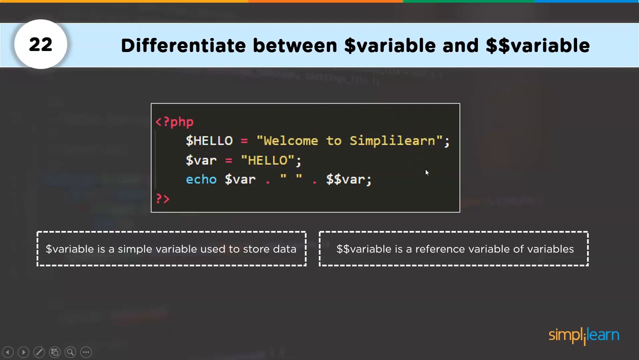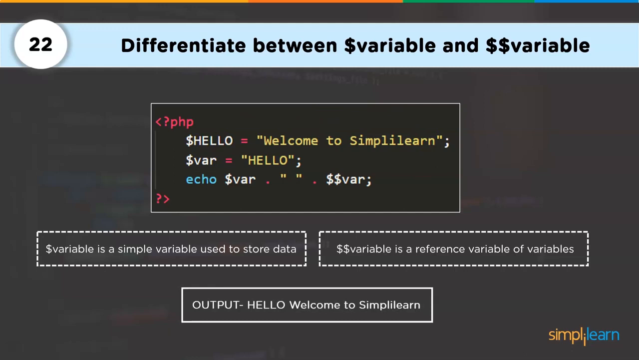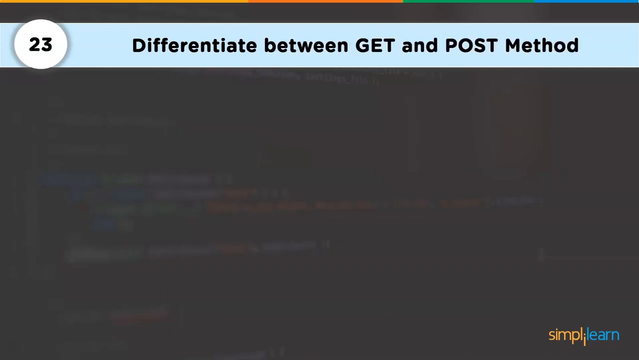So when you execute this block of PHP script, the output you get is hello, since this is the variable hello, and after that what you'll get is welcome to Simplilearn, since this variable is a reference to this variable.